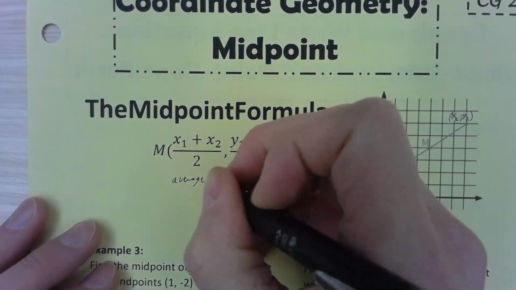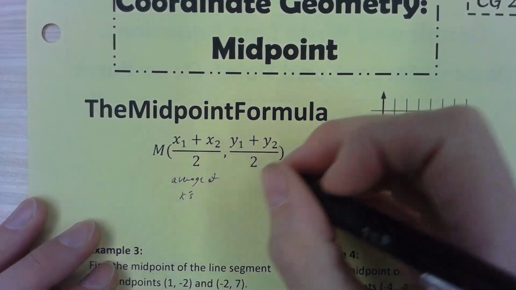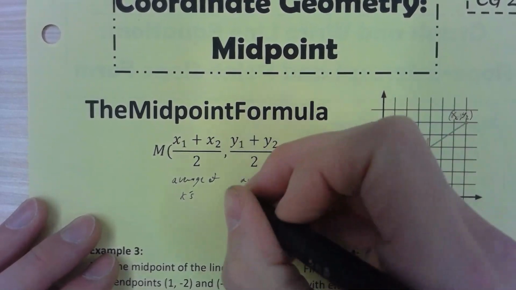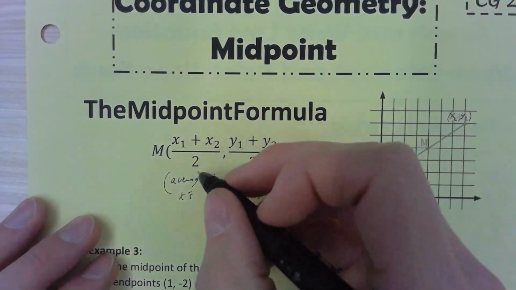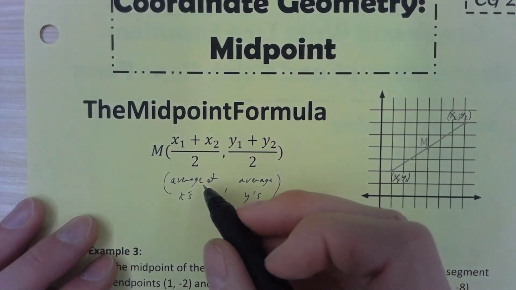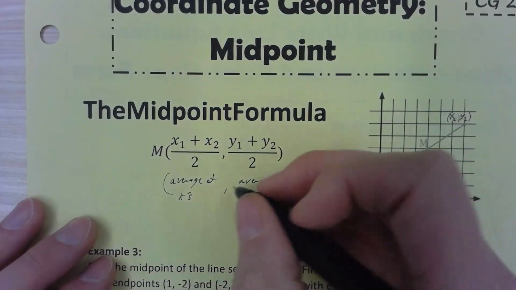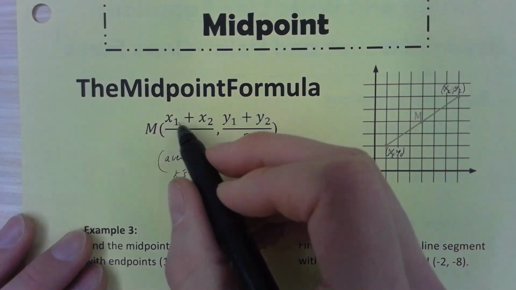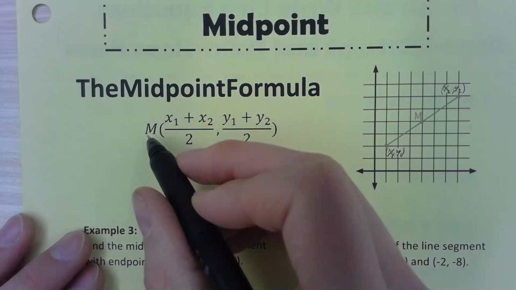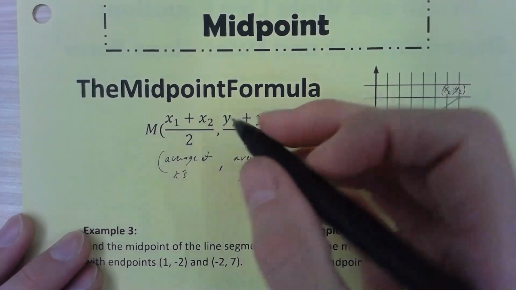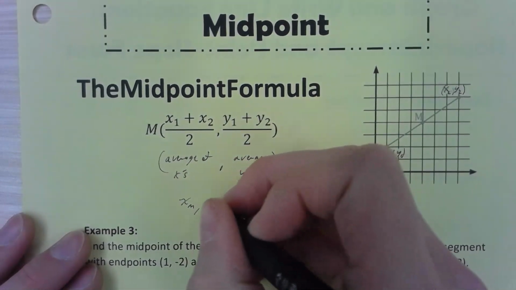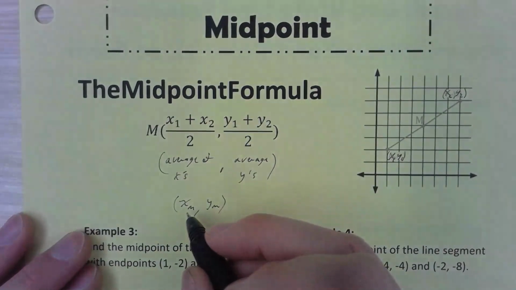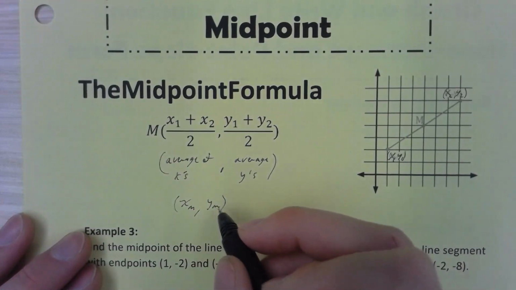Average of the x's, the average of the y's, written as an ordered pair. So your answer for midpoint is always going to be an xy ordered pair, separated by a comma. If we're in the mood to use subscripts, this is M, called the midpoint here, but you could also say this is x sub m, comma, y sub m. These are the x coordinate of the midpoint and the y coordinate of the midpoint.